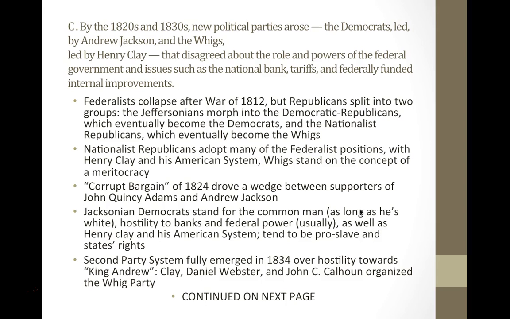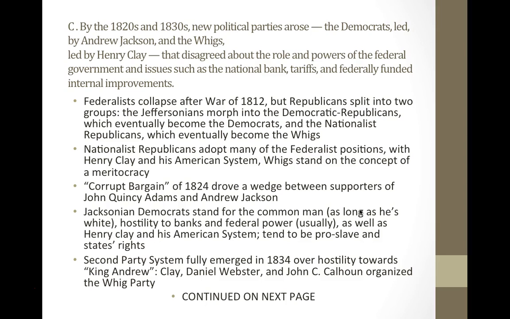The Federalists are gone. Republicans are going to split into two groups. We're going to get the Jeffersonians, which are going to merge into the Democratic Republican Party, which will become the Democrats, and then the Nationalist Republicans, which are eventually going to become the Whigs. Again, those political parties really transform a lot over time. Try to keep them straight. The Nationalist Republicans, the Whigs, are going to adopt many of the Federalist positions. Henry Clay and his American System are going to be in the center of that, and the whole idea of a meritocracy, that the best should lead.